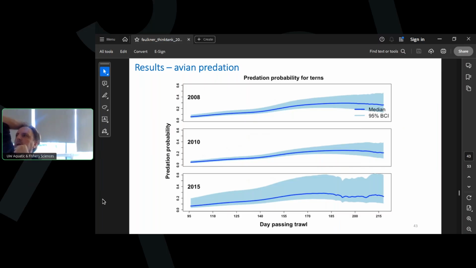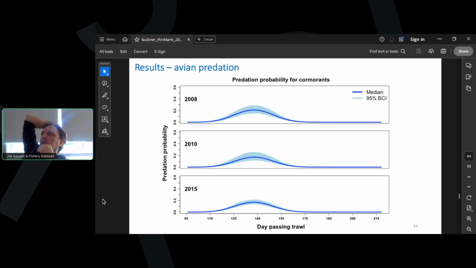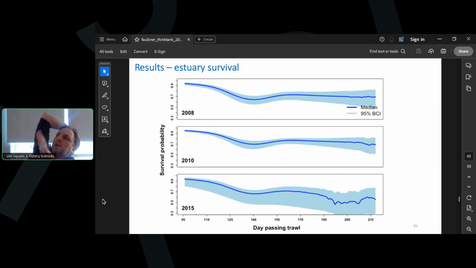Okay. And then this is more variable, but this is predation rate for terns in those 3 years. And this is just using a day and day squared with the random intercept by year, I think. Okay, and then the next one is cormorants, which I was kind of surprised that their estimated window of predation time is a lot narrower than the terns. But then if you go to the next slide and you put those together, the effect of those on, this is estuary survival estimated.